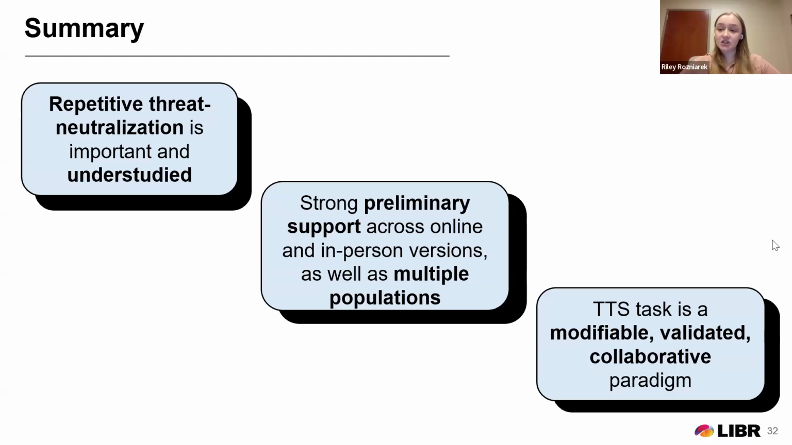So as I've mentioned, it can be modified in a number of ways, and we have shown that it can be used in multiple populations. We've also shared this task with other institutions, and we encourage you to get involved as well.